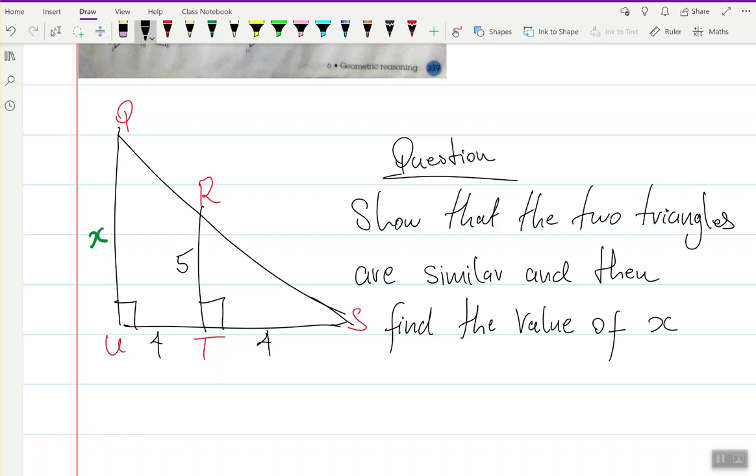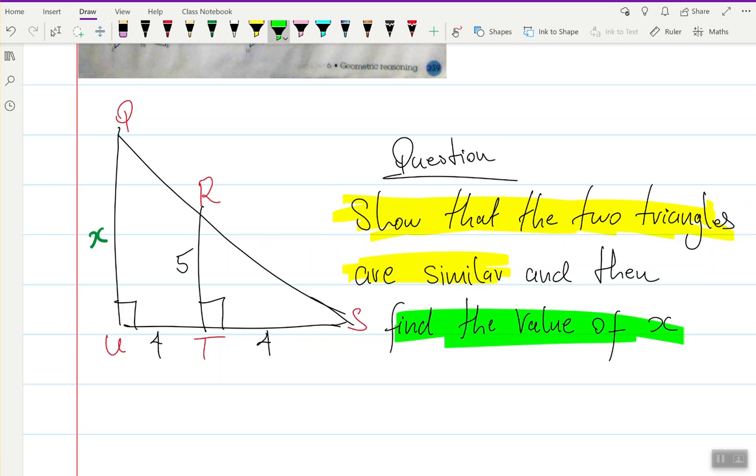Okay, so you've seen something like this before. You should be able to find x. All right. The hard part really now is this beginning part here. Show that the two triangles are similar. That's what we're going to start with, and then after that, we're going to find the value of x.